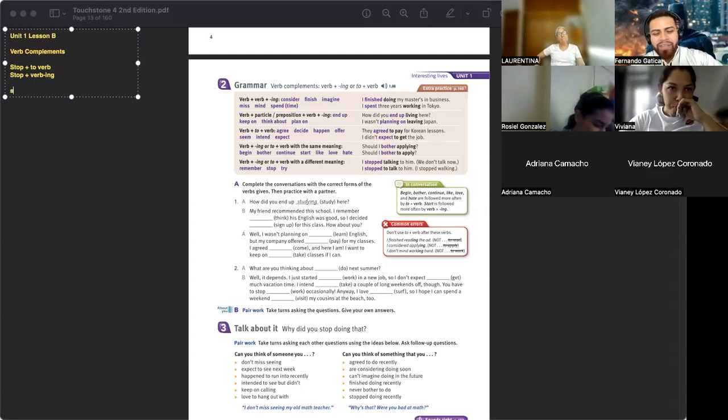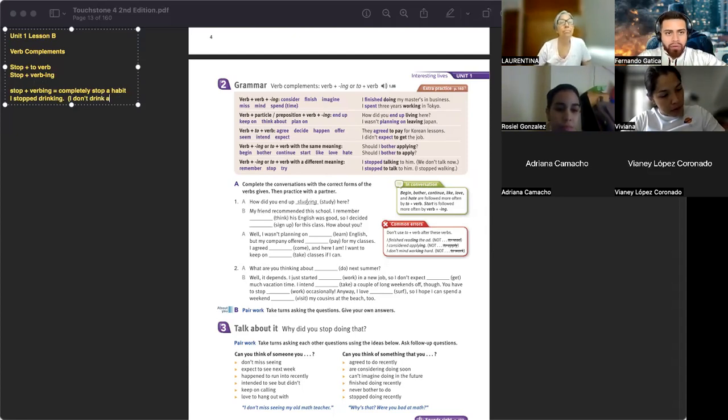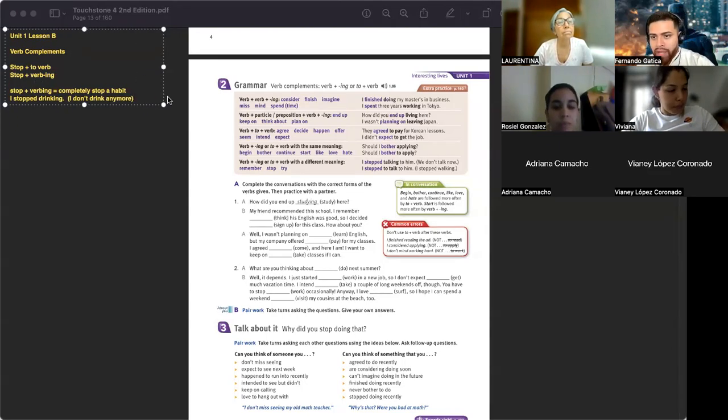Look, whenever you use stop plus verb ing, this is like you completely stop a habit. It can be a good habit or a bad habit. For example, I stopped drinking. This means I don't drink anymore. I stopped smoking. I don't smoke anymore. I stopped going to the gym. I don't go to the gym anymore. Okay, it's completely stop a habit.